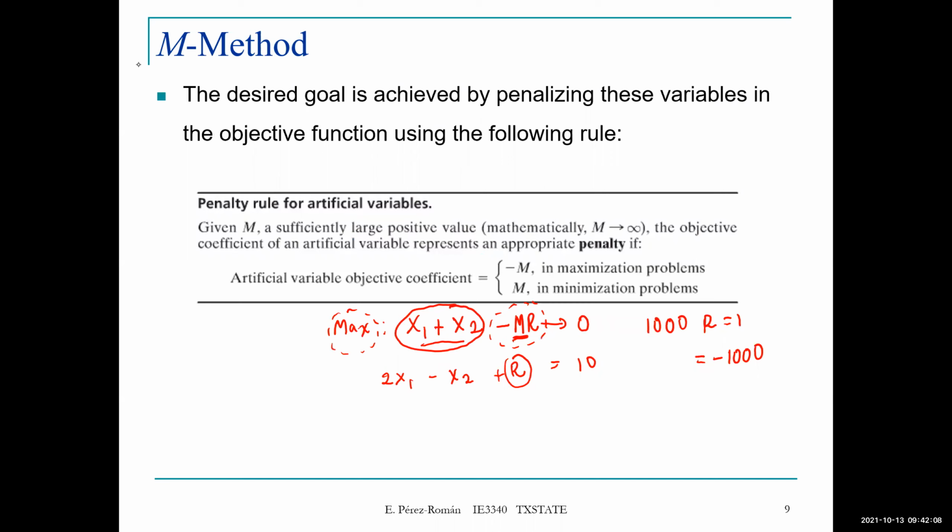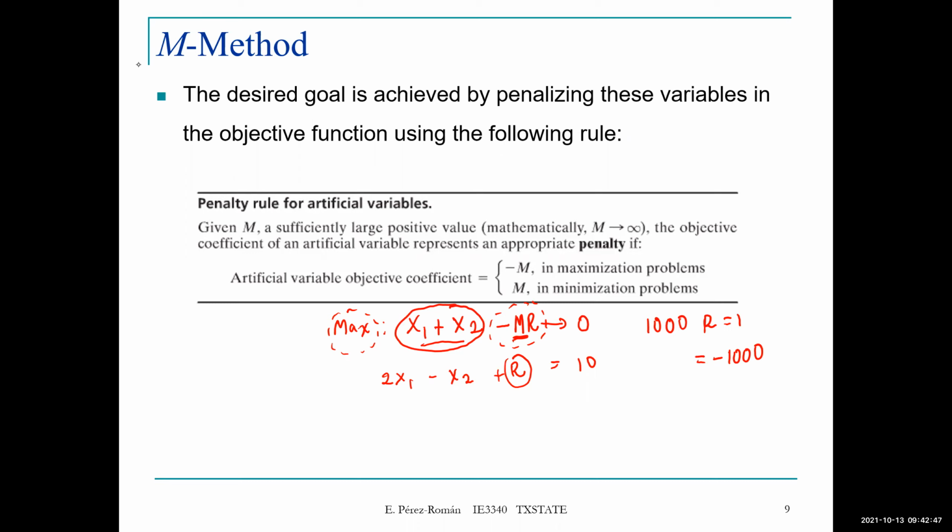The desired goal is achieved by penalizing these variables in the objective function using the following rule. Penalty rule for artificial variables: given M a sufficiently large positive value, mathematically M will go towards infinity. The objective coefficient of an artificial variable represents an appropriate penalty if the artificial variable objective coefficient is minus M in a maximization problem or positive M in a minimization problem.